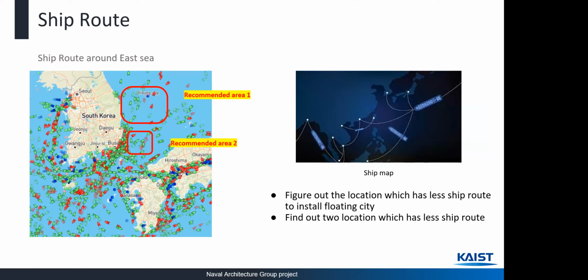To avoid disturbance to sailing ships, the floating installation should not be installed on the ship route. As you can see from the figure, there are fewer ships in recommended areas 1 and 2. This means the floating island can be installed at the location without disturbing the ship movement.